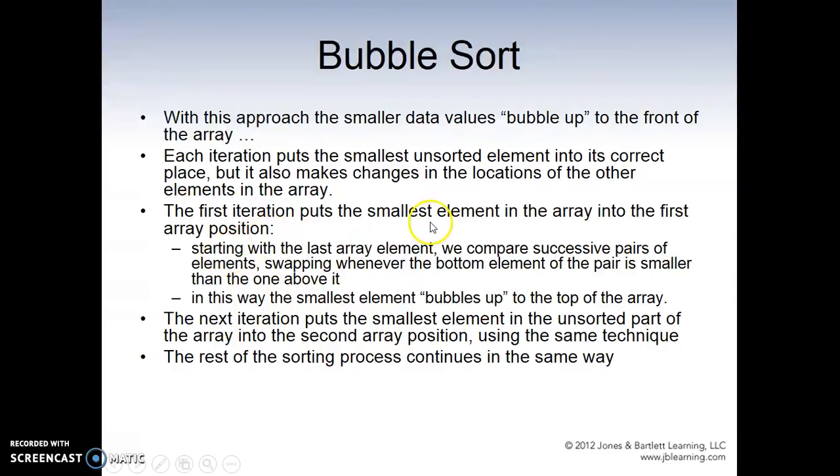So the first iteration puts the smallest element in the array into the first array position. Start with the last array element. We compare successive pairs of elements, swapping whenever the bottom element of the pair is smaller than the one above it. In this way, the smallest always bubbles up to the top of the array. The next iteration puts the smallest element in the unsorted part of the array into the second array position, using the same technique. And the rest of the sorting process continues in the same way.